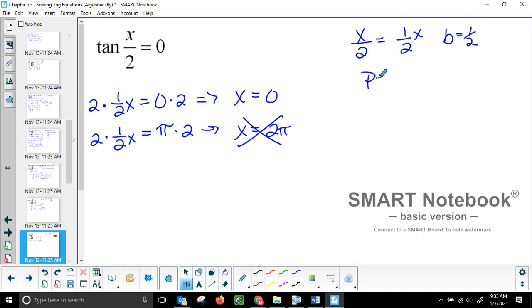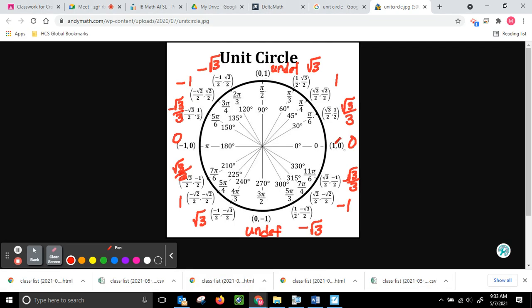Now we do want to check on our period here. This is 2 pi divided by b, which is 4 pi. If I add 4 pi, I'm bigger than 2 pi. Where do you get pi from, whenever you did 1/2 x equals pi? Originally we just said, where does tangent equal 0? Tangent equals 0 at 0 and at pi. Does that make sense?